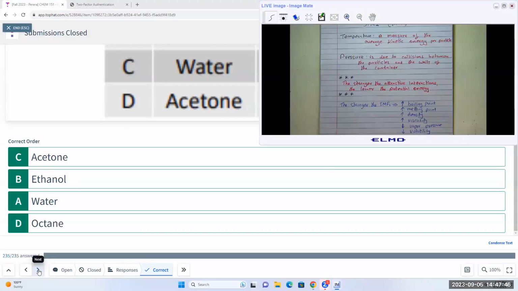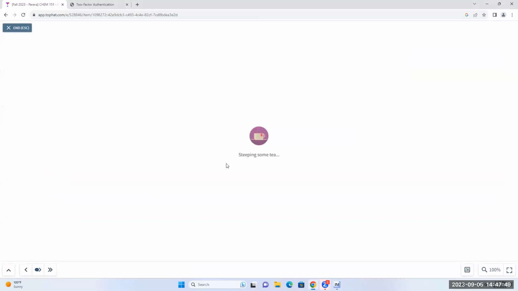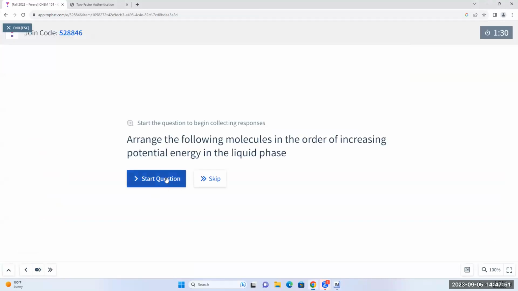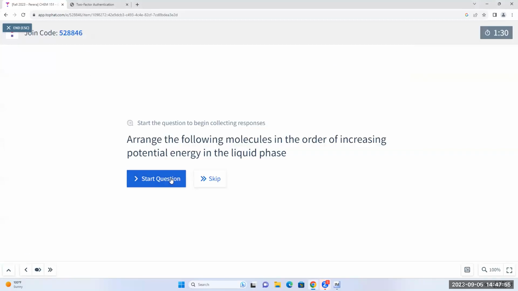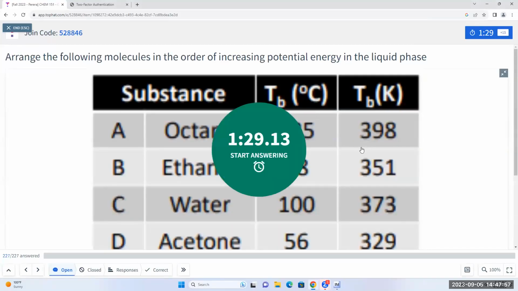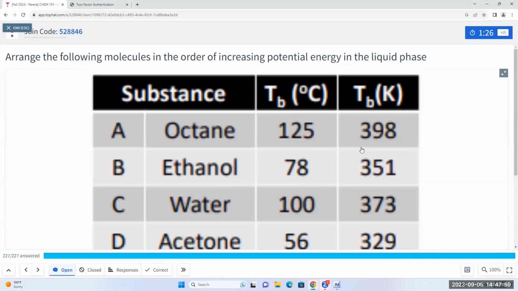Here's another question for you. I think this is the first question I gave in the beginning of the class, right? I want you to, again, try the same problem. This time I want you to arrange them in the order of increasing potential energy, meaning lowest potential energy at the top and highest potential energy at the bottom. Go ahead.